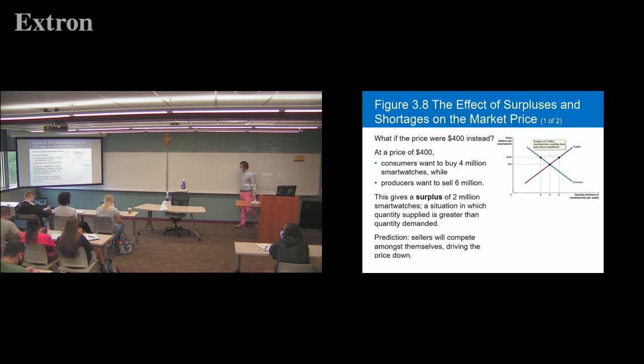As they lower the price, they move from 400 down towards 350. More consumers are going to be willing to buy. So as we move down, the quantity made will increase from 4 million to say 4.5 million. And as firms keep lowering the price to get those excess goods sold, consumers are going to demand more and more until we get to that 5 million smartwatches per week, the equilibrium quantity. At that point, the firm's not going to have any pressure to decrease the price anymore.